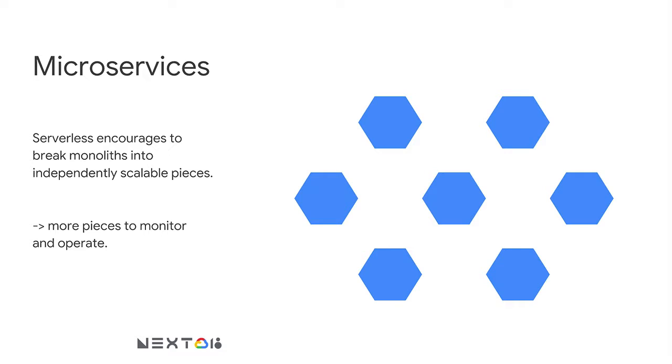Then serverless encourages you to break the monolith into independently scalable pieces. Because obviously, if those pieces can scale up and down to 0, then breaking them into pieces will be better economics for you. If each of them can scale to 0 when you don't need them, that's what you will be looking for. So as a consequence, serverless encourages microservices. And microservices mean that you have more pieces to monitor and operate and to trace between all of these.